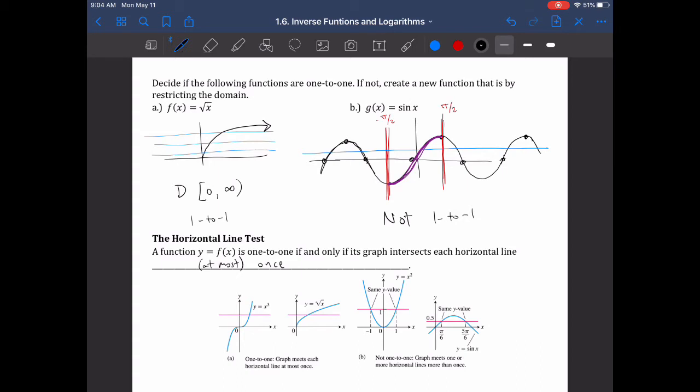So right here, we see some 1-to-1 functions, and you can see they're passing the horizontal line test. Right here, here's a couple of functions that do not pass the horizontal line test, and they are not 1-to-1. So y equals x squared is not a 1-to-1 function, and so we can't do it. And the same thing with sine of x right there again.